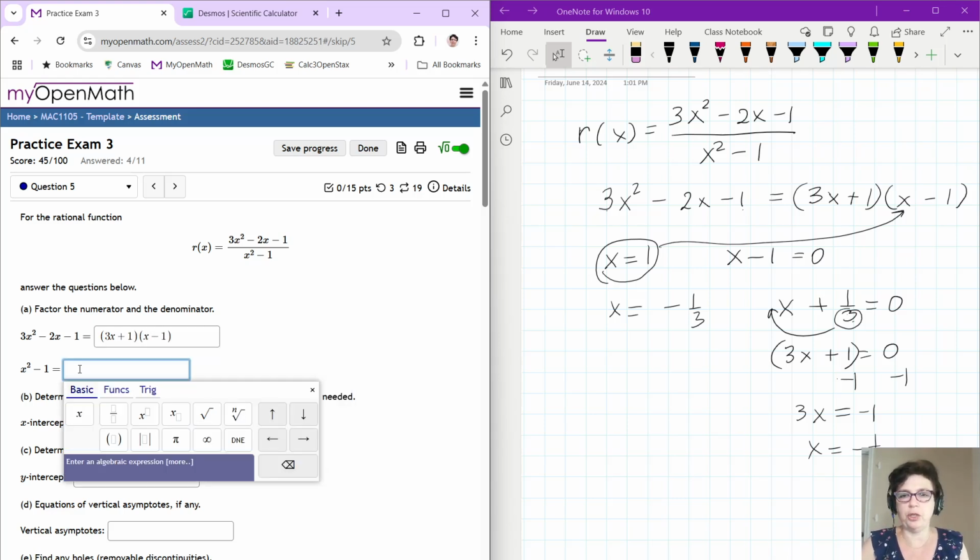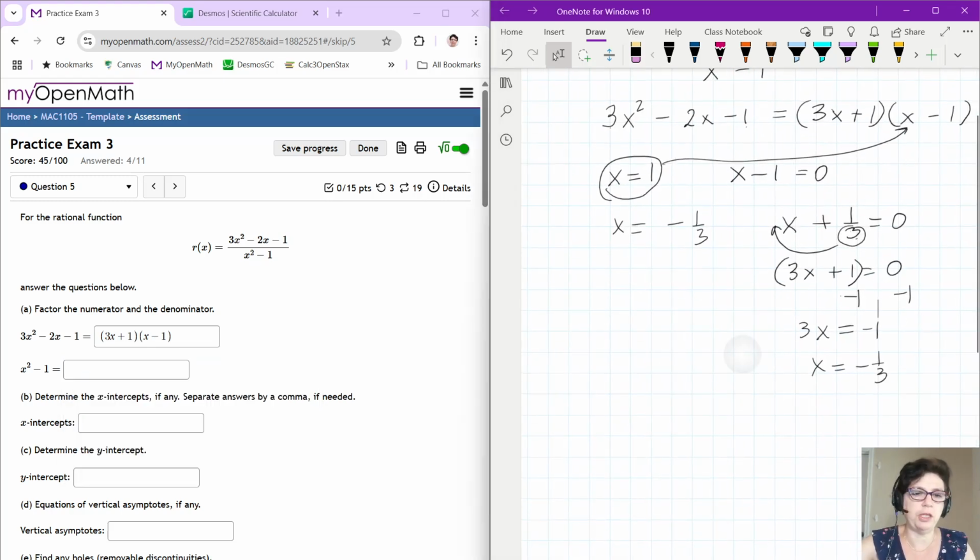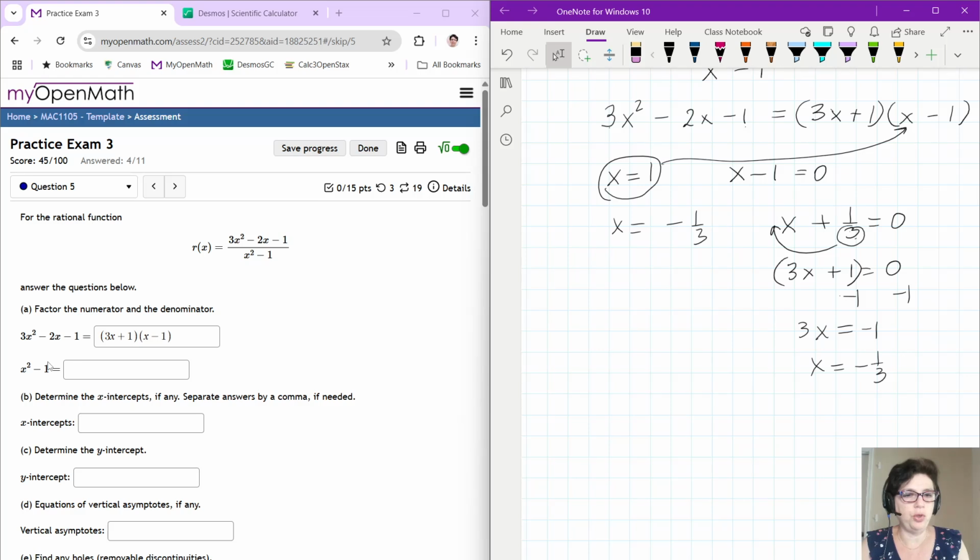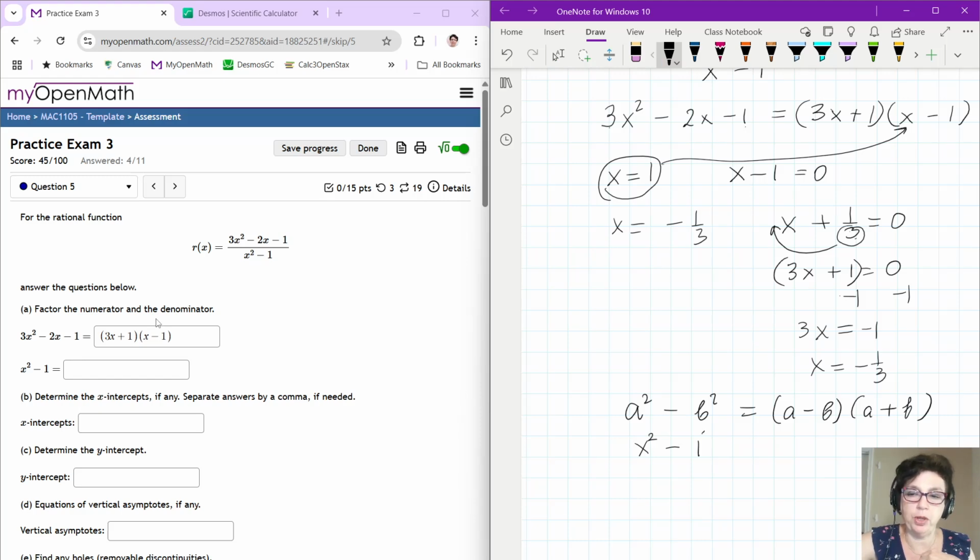Now this one, you don't need any quadratic formula. This is a difference of squares. So you should already have that memorized. When you have something like a squared minus b squared, that factors as a minus b, a plus b. And in my case, I got x squared minus 1, which you can think of as x squared minus 1 squared, which is x minus 1, x plus 1.